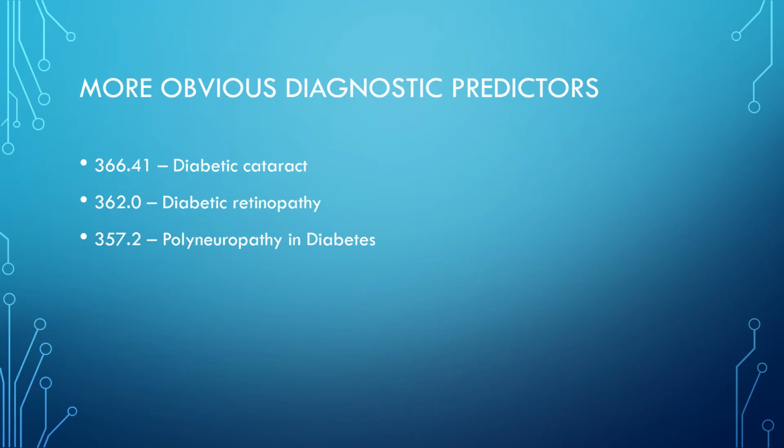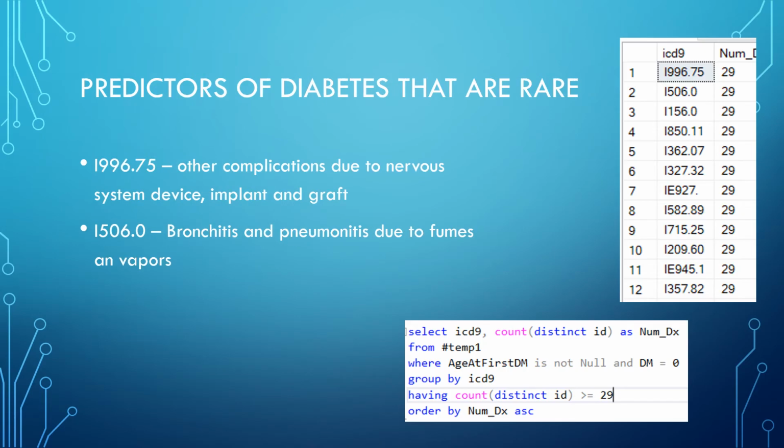Obvious predictors of diabetes would be those that also include diabetes in the description of the ICD-9 code. While there are many, a few examples include diabetic cataract, diabetic retinopathy, and polyneuropathy in diabetes. These codes were not included in the definition of diabetes for this presentation. Here are a few examples of rare predictors of diabetes. The data was filtered to include those where a diagnosis occurred at least 29 times and the patient had been diagnosed with diabetes.